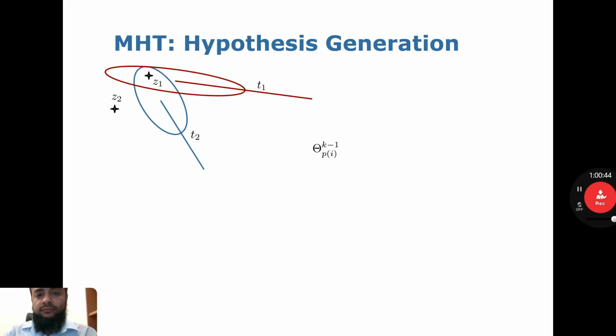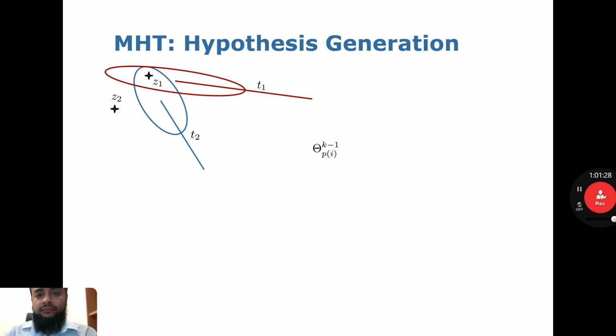So let's see in the practical. For example, there are two tracks, track 1 and track 2, and track 2 has a validation gate, and track 1 has a validation gate. But you have to note that the Z1 measurement is associated to the validation gate of track 1 and to the validation gate of track 2, but Z2 is outside the validation gate. So there is no association of Z2 to track 1 or track 2. Z1 is jointly shared between track 1 and track 2.